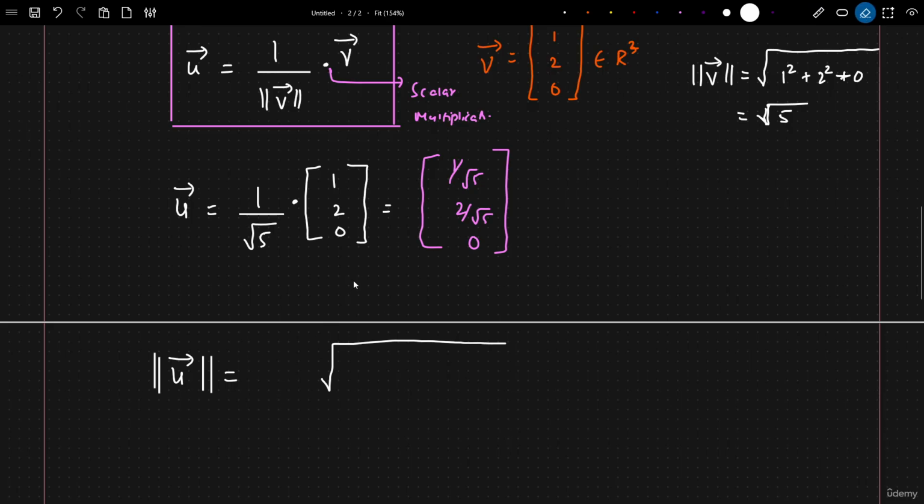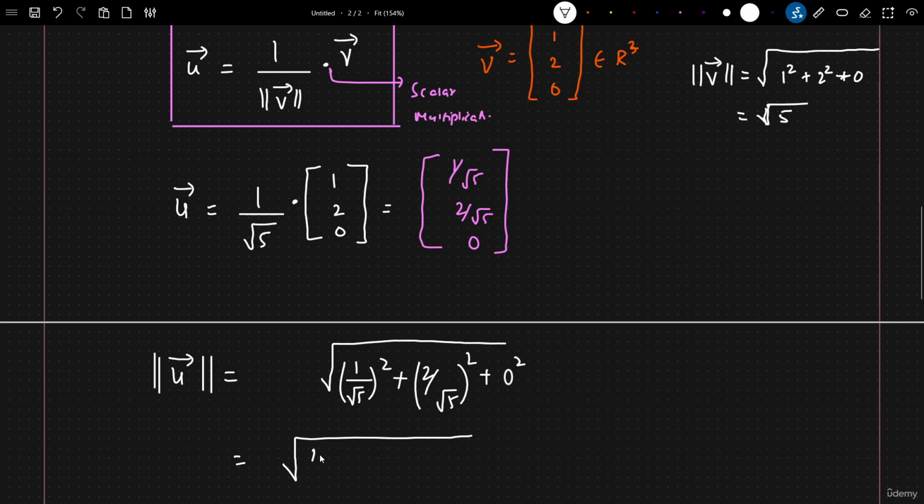First of all, we'll go ahead and just calculate this. It is nothing but (1 by root 5) whole square plus (2 by root 5) whole square plus 0 whole square, right? So it is nothing but 1 by 5 plus 4 by 5, plus 0. If I calculate this, I'm going to get 5 by 5, which is nothing but 1.